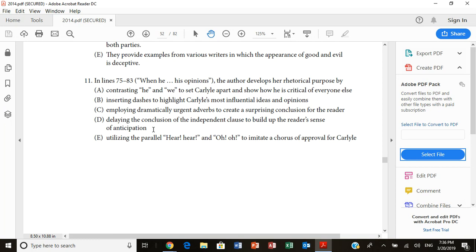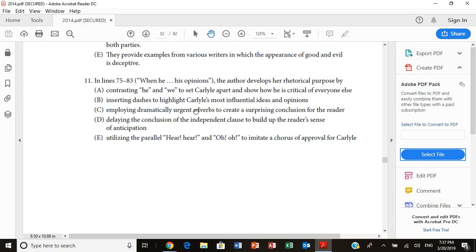Well, this is what this author is doing in this last sentence. When he is saying the very opposite of what we think, he says it so finely. And then after those dashes we are obliged to say, here, here, oh, oh, okay? So we do have, in fact, the delaying of the conclusion because of these independent clauses to build up the reader's sense of anticipation.